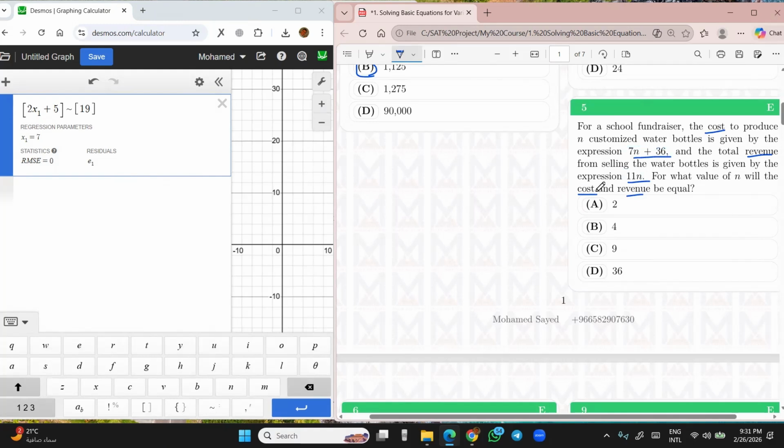So we can write them in the left and in the right sides of the equation here. So we can write 7n plus 36, and in the right side 11n. And now we get the value of n, which is equal to 9, and the question asks for the value of n. So choose 9, letter C.